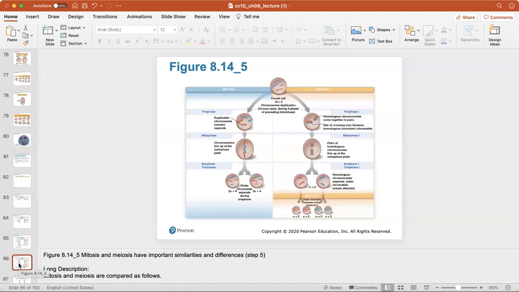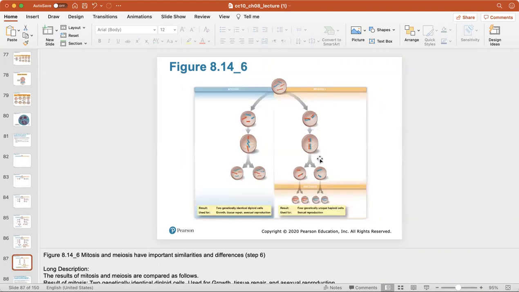And this is a great chart to study to compare and contrast the two different types of cellular division, whether it's mitosis or meiosis. And again, it's just a good thing to remember that mitosis is what any cell in your body goes through, and meiosis is what your gamete cells go through, your sex cells, whether that's your sperm or your eggs. Similarities and differences between the two. Another good chart to focus on.